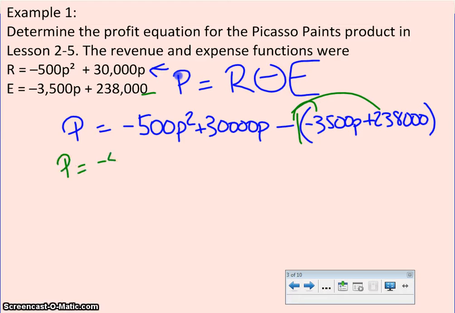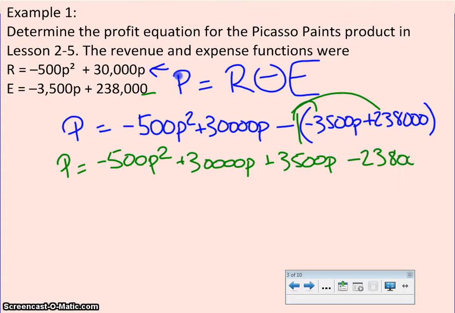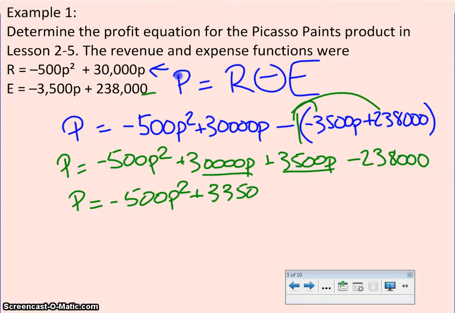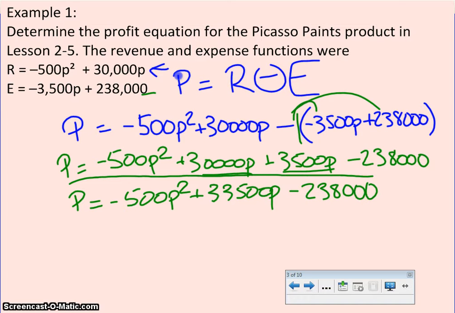So we end up with profit equals negative 500p squared plus 30,000p plus 3,500p minus 238,000. I'm going to combine my like terms, and I end up with profit equals negative 500p squared plus 33,500p minus the 238,000. And there is our profit equation.